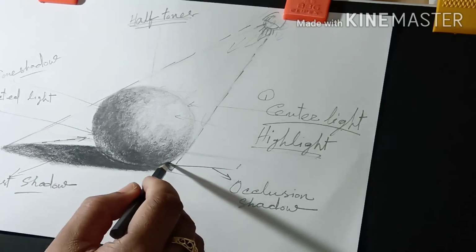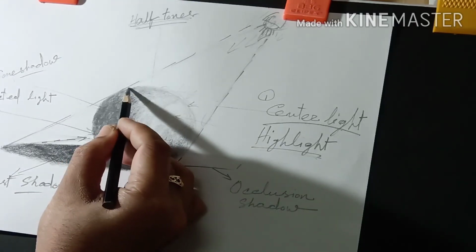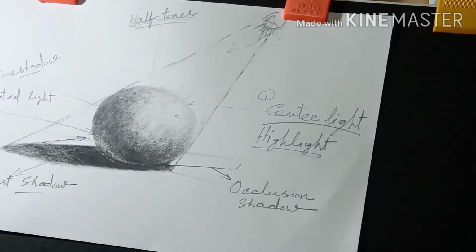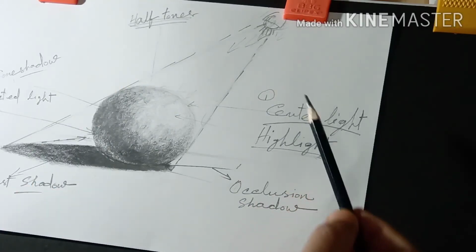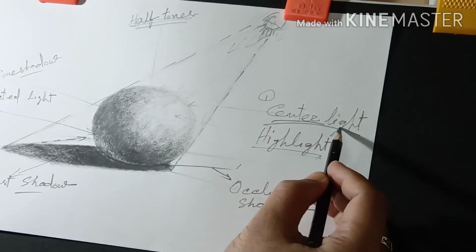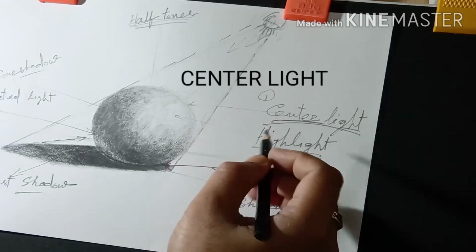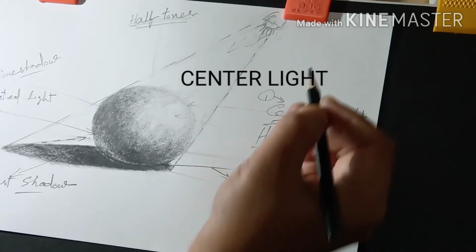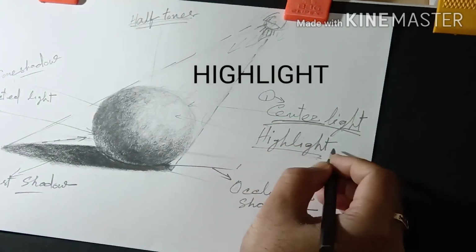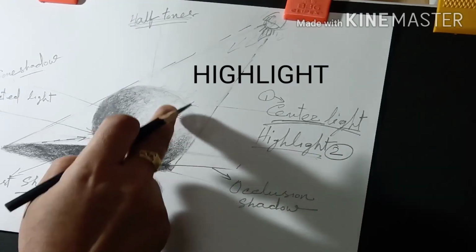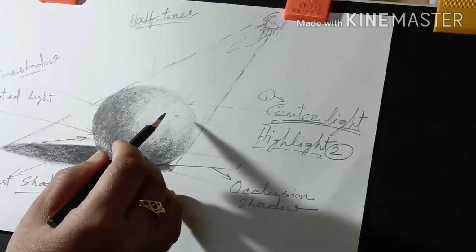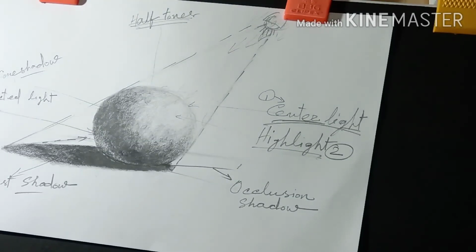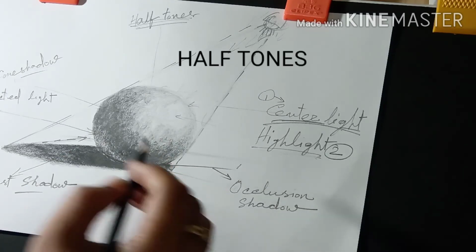Okay, so thank you students, try to do small object drawing like that, and all of this is very important. Again I repeat: number 1 is the center light, number 2 is the highlight area. In that particular area we cannot see any shadow because of the light. Okay, number 3 is half tone.